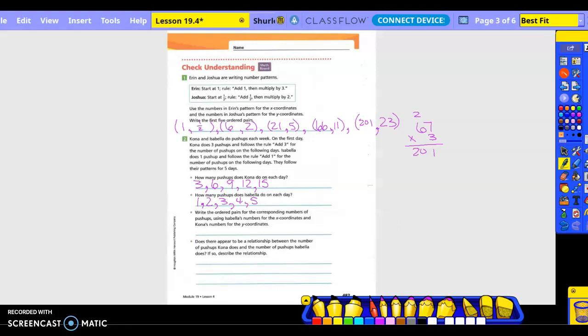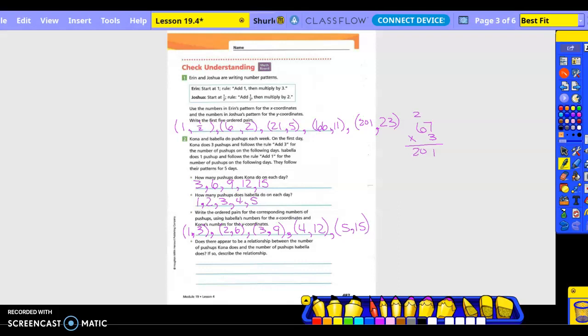Write the ordered pairs for the corresponding number of push-ups using Isabel's number as the x coordinates and Connor's numbers for the y. So this time it's reversed, right? Okay, so our first one would be what? 1, 3. Is that right? Yep. What's our next one? 2, 6. What's our next one? 3, 9. Next? 4, 12. And what's our next one? 5, 15. So you have to pay very close attention to what they want as the x coordinate and what they want as the y coordinate.